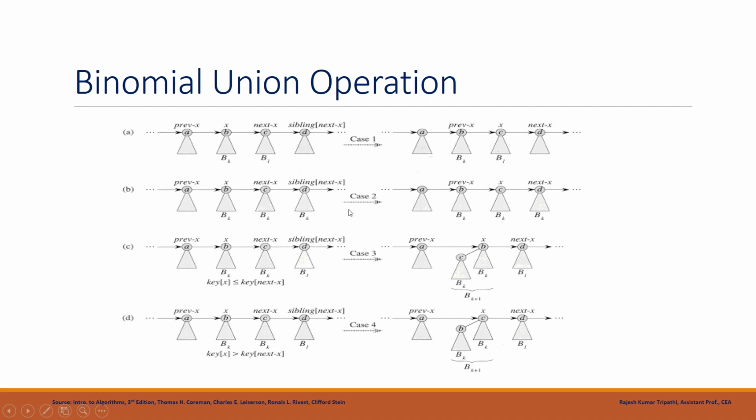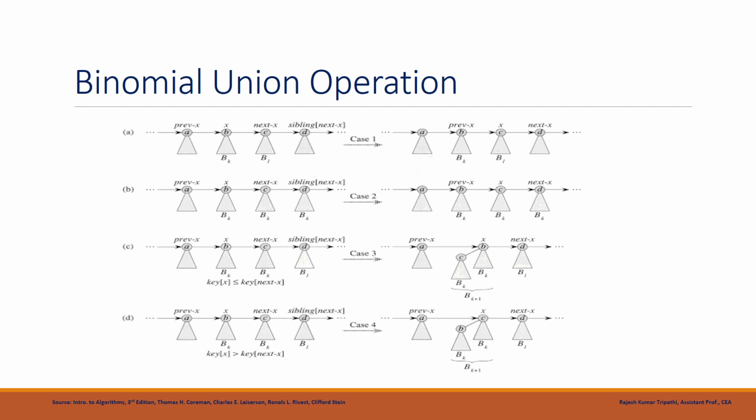Now in case number 2, if x is pointing to B and next x is pointing to C and both are having the same order, in that case again we will check the order of next to next x or sibling of next x. If it is also the same, again our pointers will move in the forward direction. So there are two cases, case number 1 and case number 2. In these two cases our pointers will move ahead.